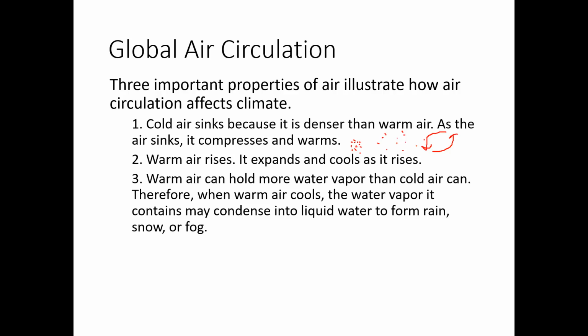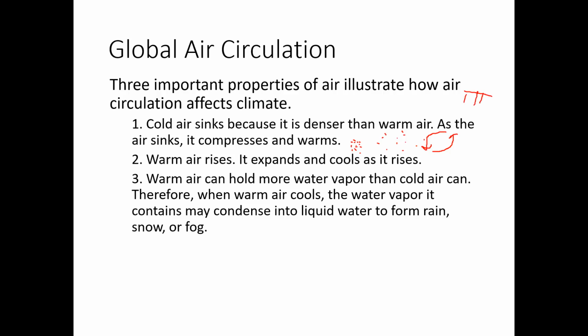The final thing is that as warm air rises, it has more space between all these particles, and that space allows it to hold more water vapor. However, as this warm air that's holding more water vapor rises and begins to cool, that water vapor is going to condense into liquid water that's going to form either rain, snow, or fog, and you're going to get more rain. So that's why over at the equator you get more rain, because this air circulation pattern is kind of in overdrive, right? Because this whole thing is driven by the sun, right?